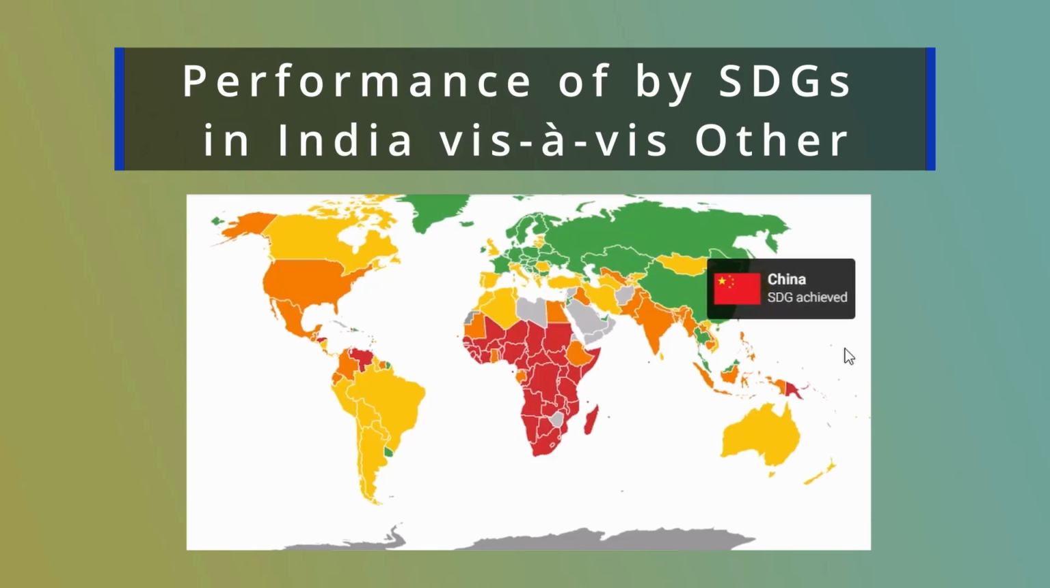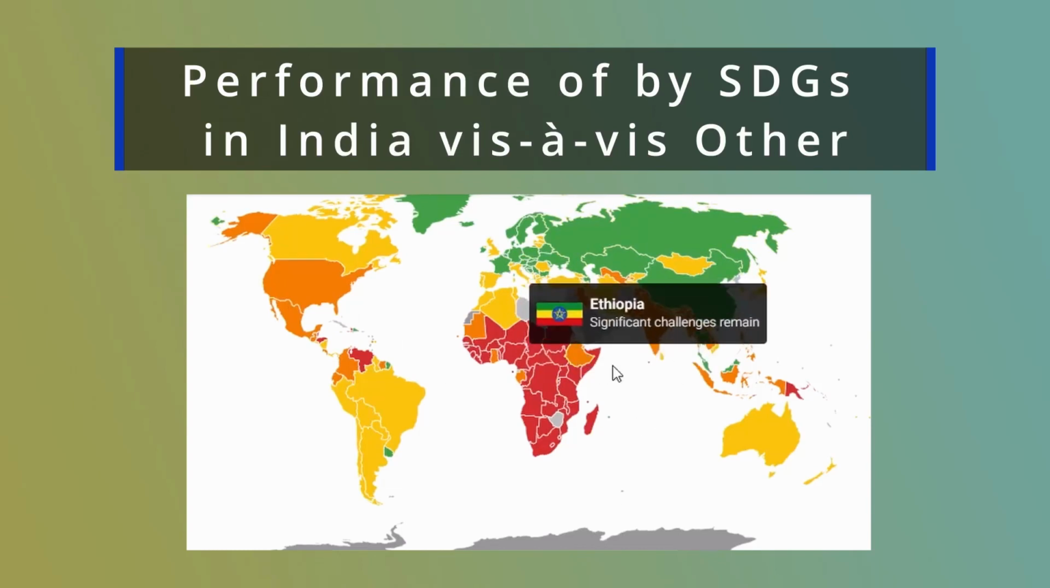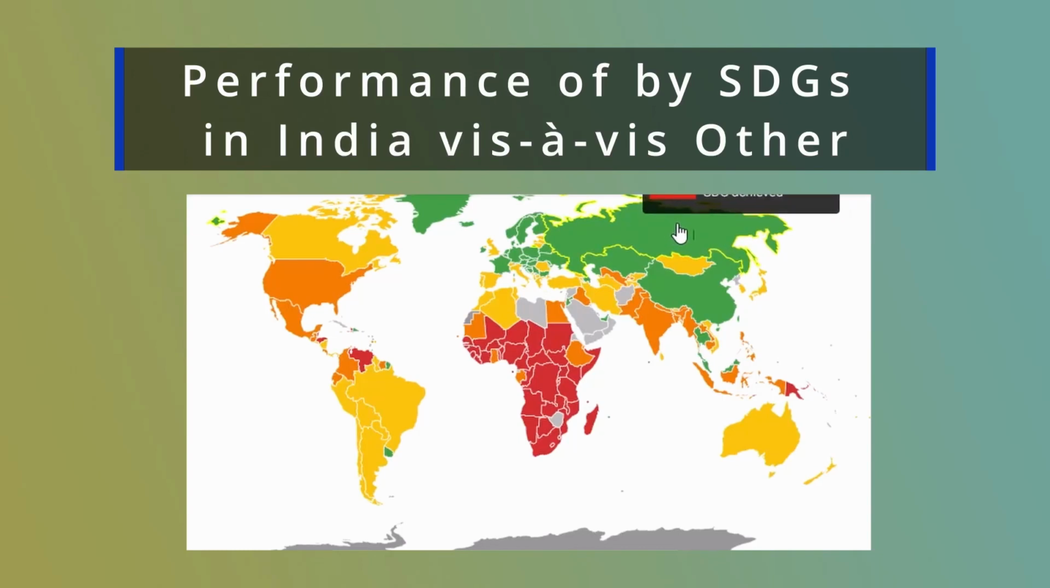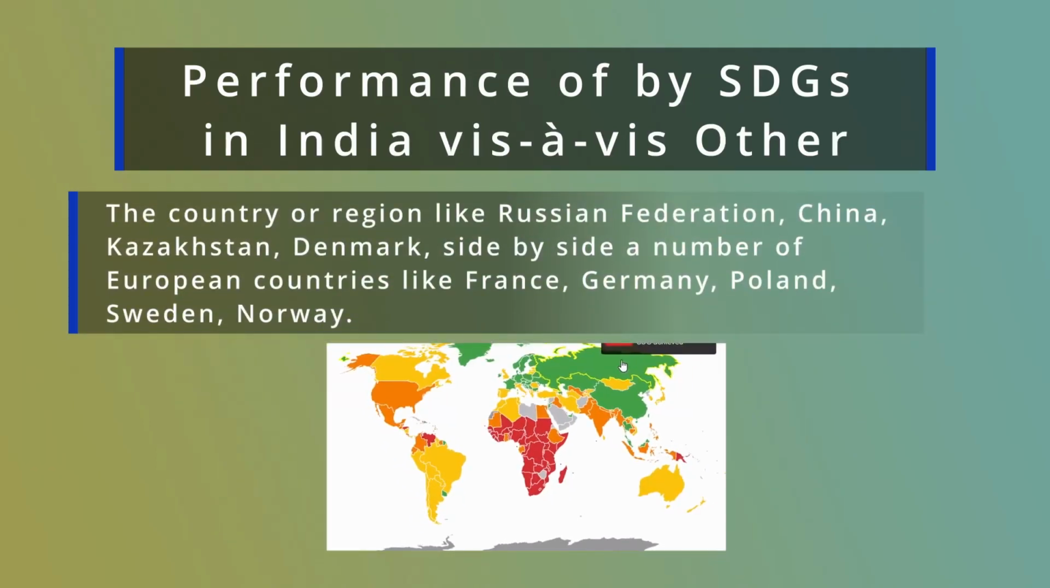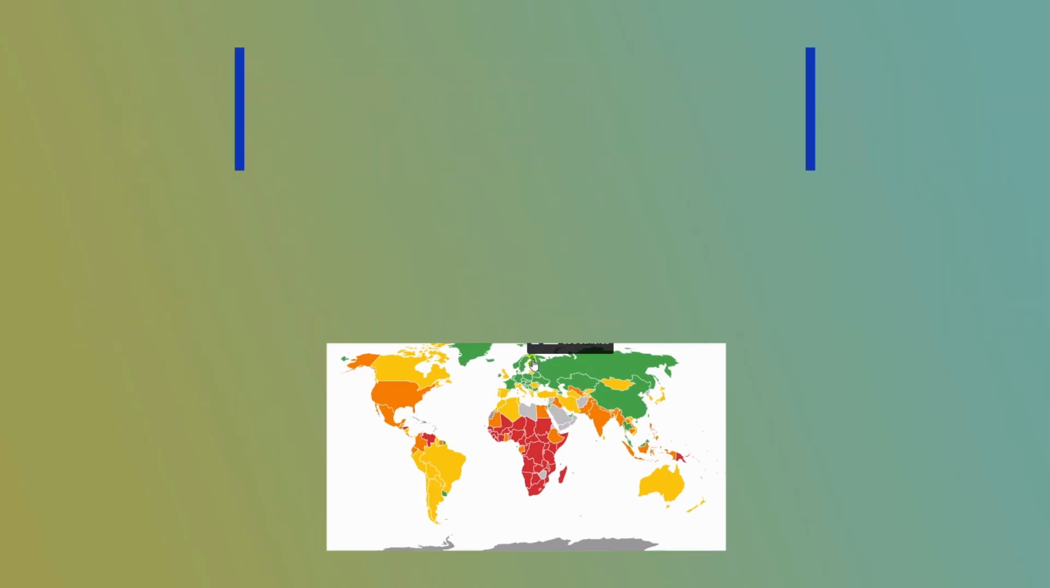In case of SDG 1, which is related with no poverty, this is the actual scenario regarding the achievement of the Sustainable Development Goals. The green colored countries or regions have already achieved Sustainable Development Goal 1. Here the countries or regions like Russian Federation, China, Kazakhstan, Denmark, side by side a number of European countries like France, Germany, Poland, Sweden, Norway, Finland, they have already achieved Sustainable Development Goal 1.